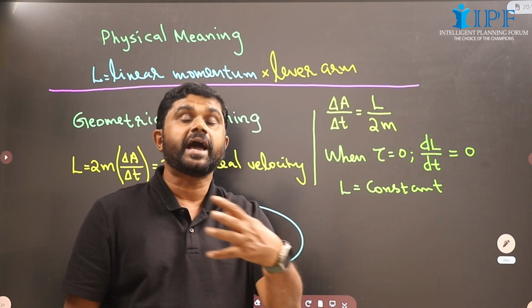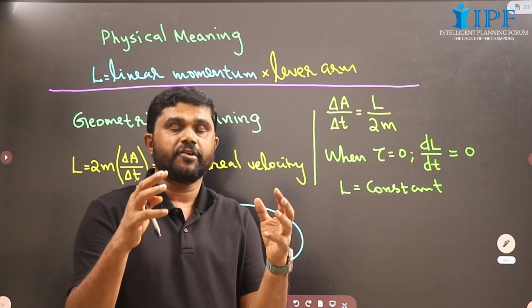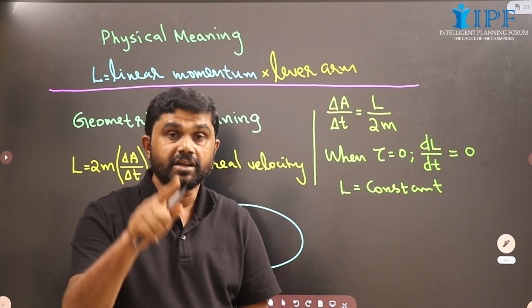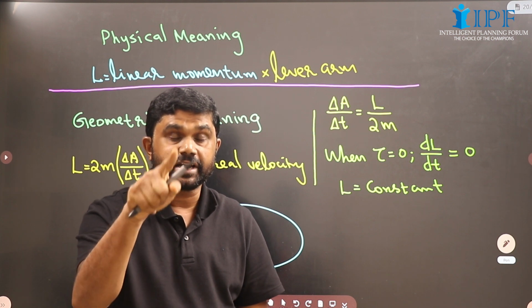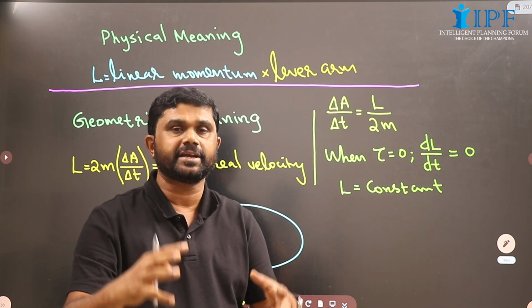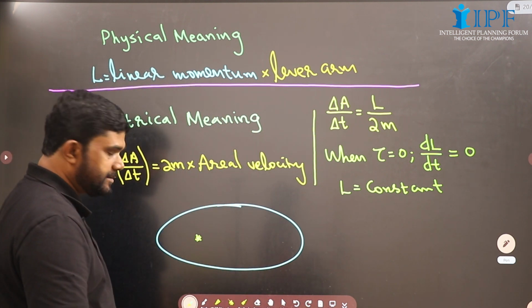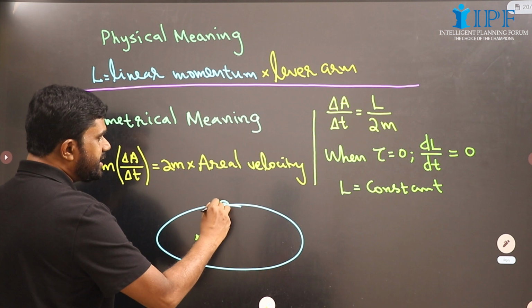Now consider the planetary motion. Every planet revolves around the sun in an elliptical orbit under the effect of gravitational attraction between the planet and the sun. Now see, this is the position of the sun, and suppose the planet is here.